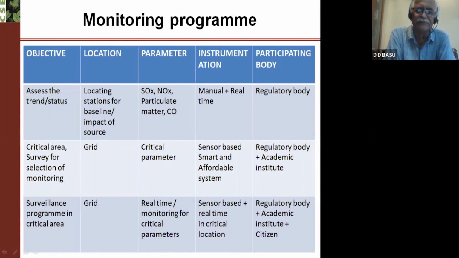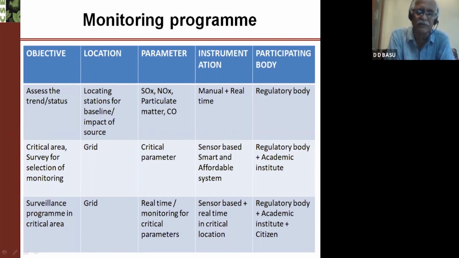Now we are going to the monitoring program. Assess the trend and status, locating stations for baseline impact of sources. Parameters are sulfur dioxide, NOx, particulate matter, meaning PM10 and PM2.5, and carbon monoxide. The instruments will be manual and real time. The participatory body is a regulatory organization. For critical areas, a survey for selection of the monitoring grid, critical parameters, and sensor-based smart and affordable systems. Regulatory bodies and academic institutes can also take part.